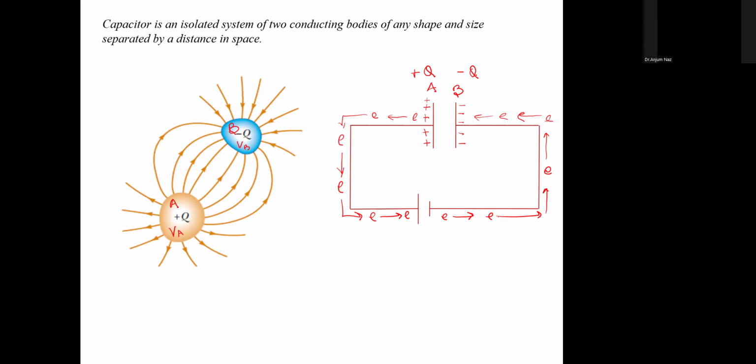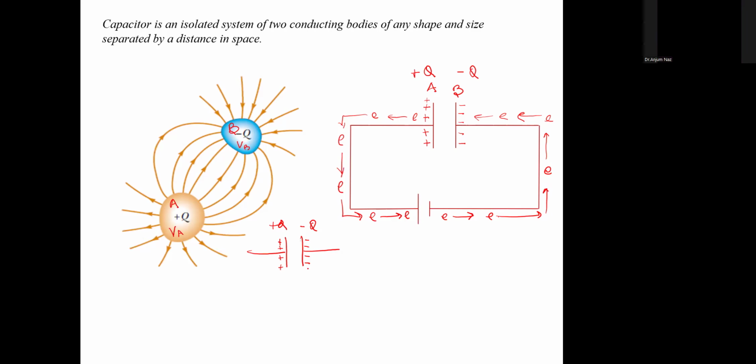If we remove this battery, we are left with these two plates having charges plus Q and minus Q. Since these plates are separated by some insulating material, these charges remain on the plates, that is the electrons, due to the insulating medium around them. These electrons remain on this plate. That means there is a deficiency of electrons on one plate and an excess of electrons on the other. So in this way we can store a charge.